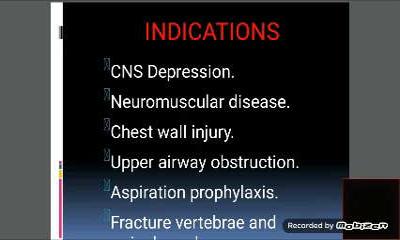Next, neuromuscular disease. Neuromuscular disease affects the function of the muscles in your body, including your respiratory muscles. So when the respiratory muscles are affected, the muscles will no longer be able to contract your lungs. Then, chest wall injury: when there is any chest injury, your lungs are no longer able to expand.